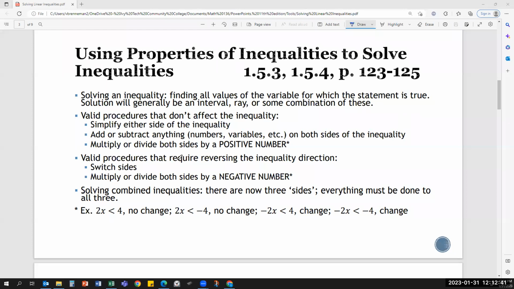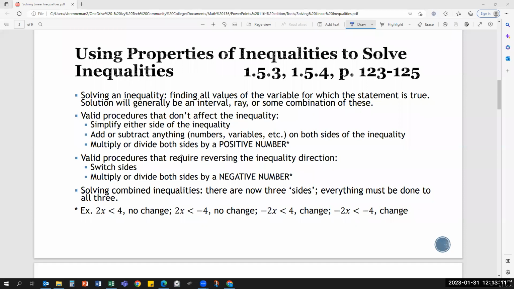Solving combined inequalities is similar to solving a regular inequality. It's just that now you have three sides, so to speak, so you have to do each step to all three pieces of that inequality rather than just two parts. Now, some examples of multiplying or dividing both sides by a positive versus negative number. You don't just switch the inequality automatically if there's a negative number involved in multiplication or division.